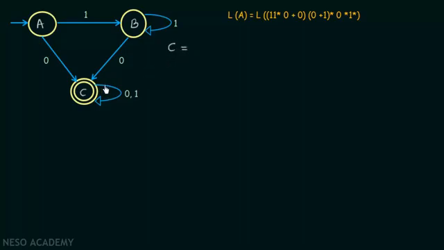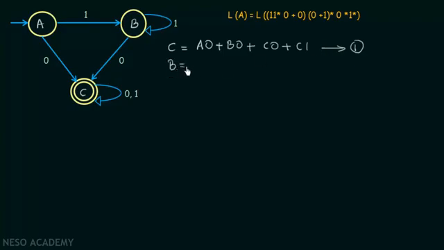We have to see which are the incoming transitions to state C and from which states are they coming. So we see that there is a transition coming from state A to state C with input 0. So we have to write A0 plus, and from B again there is another transition coming to C with input 0, so I can write it as B0 plus, and from C itself there is a transition to C with inputs both 0 and 1, so we can write it as C0 plus C1. So this is my first equation.